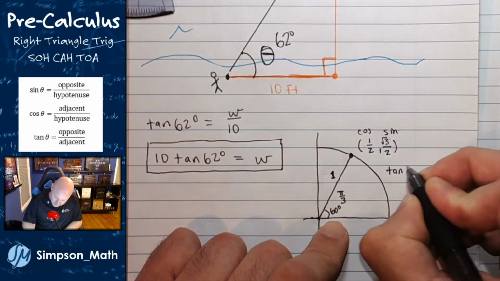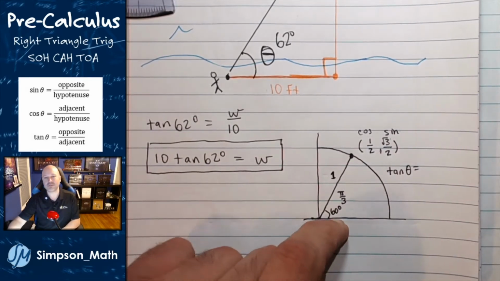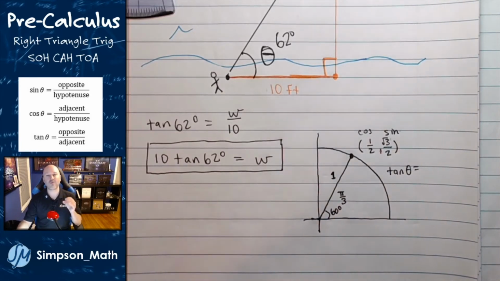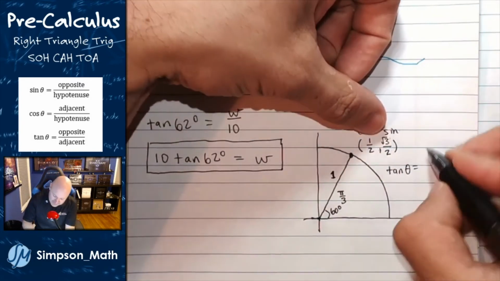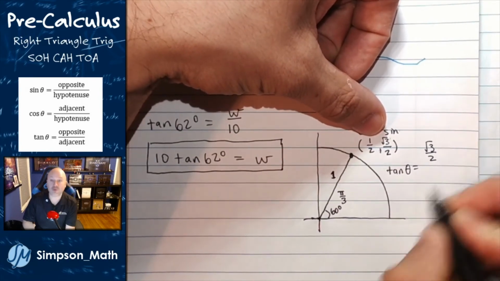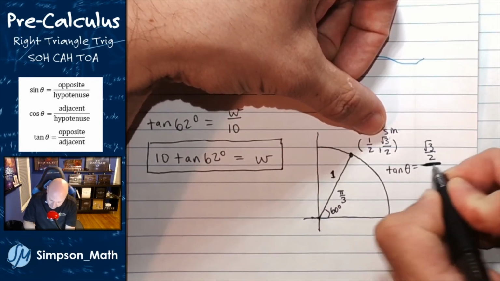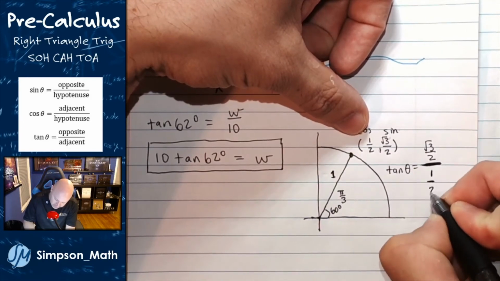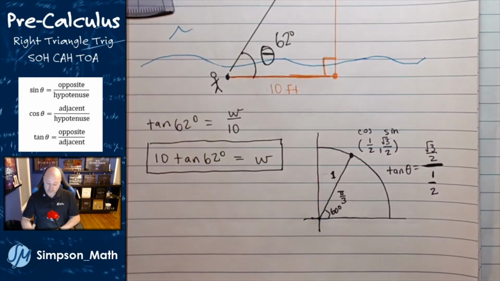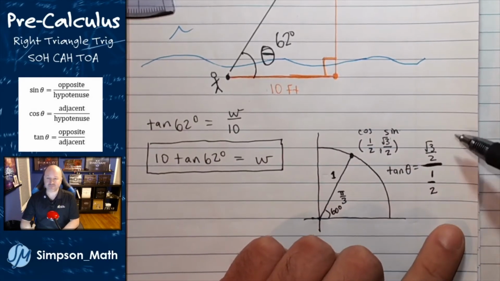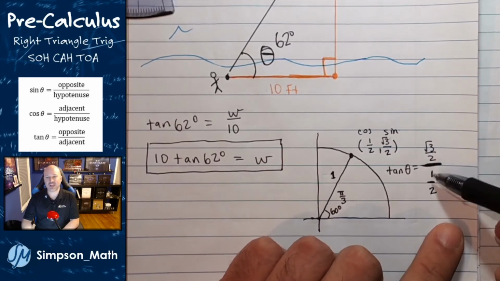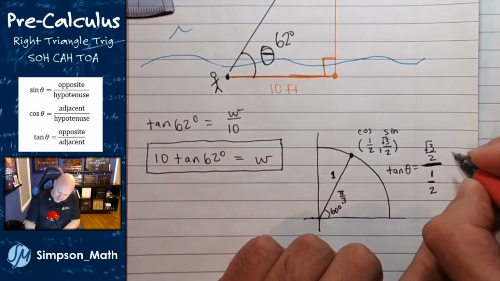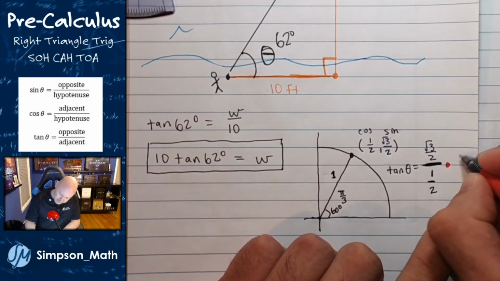Tangent, remember, is defined a couple ways. It's y over x, or like we said earlier, it's just going to be sine over cosine. So I'm going to take the sine value, root 3 over 2, and divide by the cosine value, 1/2. And we all maybe divide by fractions a little bit differently. Some of you may want to keep, change, flip. I'm going to multiply, though, by a fancy 1.